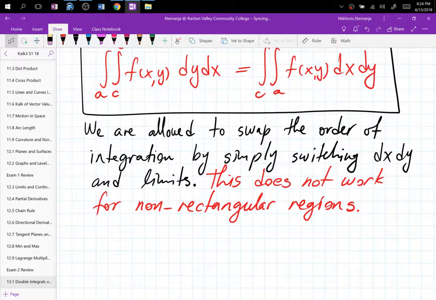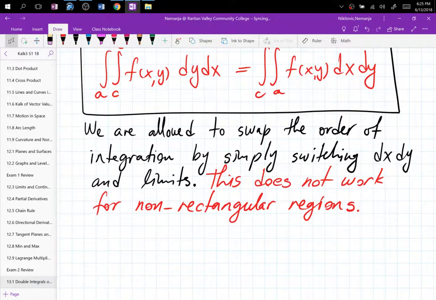So if you have a rectangular region, all of your limits will be numbers, and you are allowed to switch order of integration. The next section will have functions in the limits, and you can switch those. Well, you will be able to switch them, but there will be a lot of other witchcraft that has to be done before you can actually switch order of integration. So order of integration is going to be actually a problem to do in the next section. Now, just swap it, and you're done.